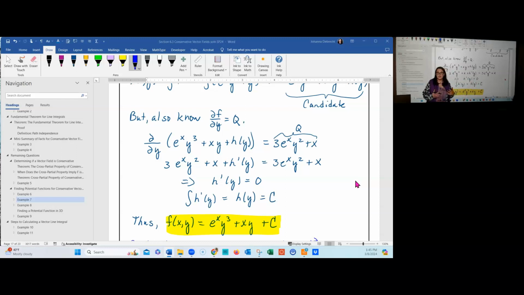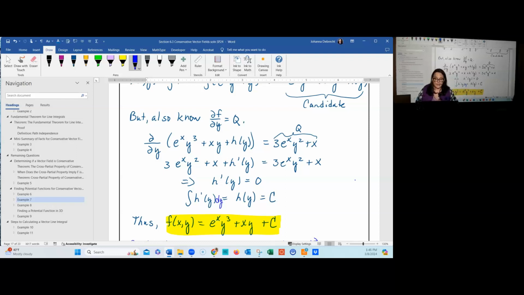While this doesn't happen all the time, it does happen fairly frequently. If we integrate h prime of y with respect to y, and I need to add my dy, I'll get h of y. When you integrate 0, you get a constant, since the derivative of the constant is 0. Then we put it back together in our candidate function, replacing h of y with c. This gives us the potential function e to the xy cubed plus xy plus a constant.